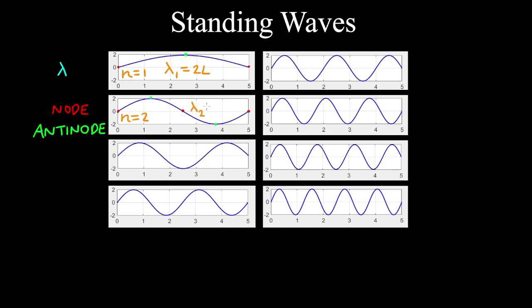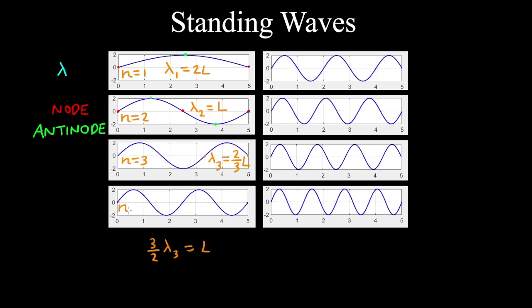So we have lambda 2 is equal to the length of the string. And in this third case, we can see that we have one full wavelength plus half a wavelength being equal to the length of the string. So 1 plus a half is 3 on 2 by lambda 3 is equal to the length of the string. So therefore in this case, the wavelength is 2/3 of the length of the string.